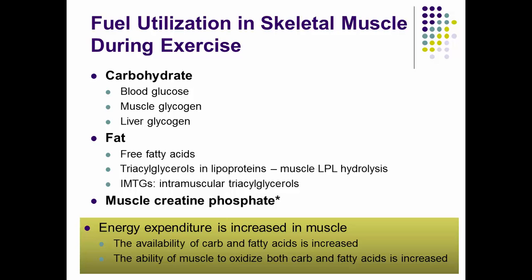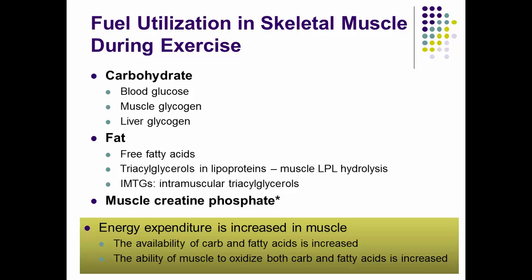And for fat, in addition to the free fatty acids picked up from the circulation, intramuscular triglyceride is also an important source of fatty acids for muscle use during exercise. And creatine phosphate is an important energy fuel for anaerobic exercise, right? We're going to talk more about this later.